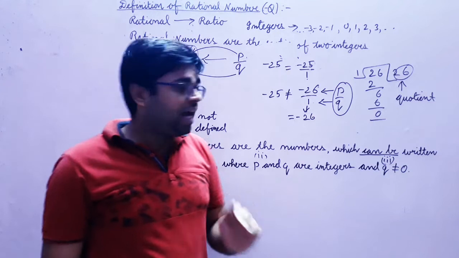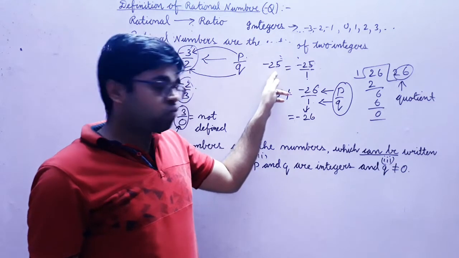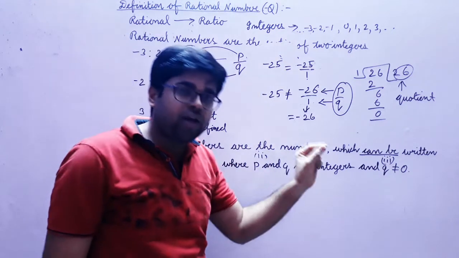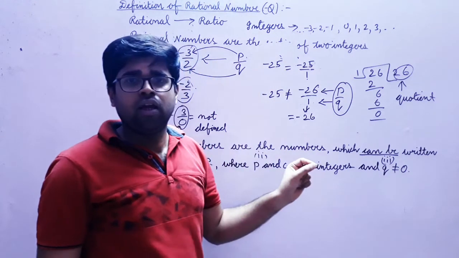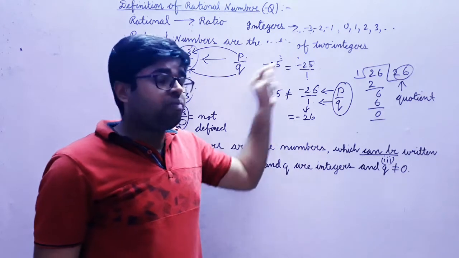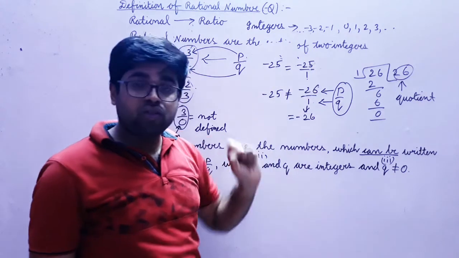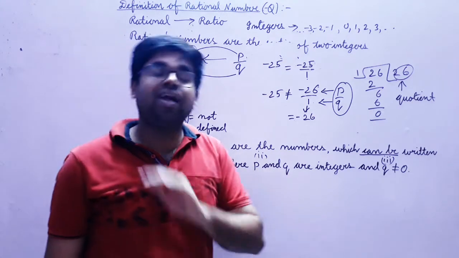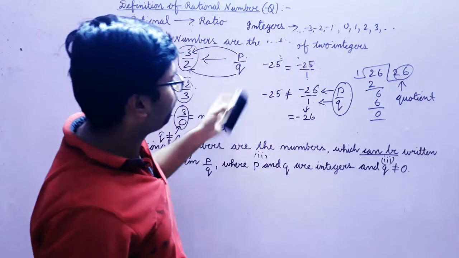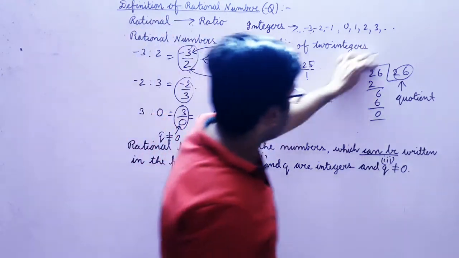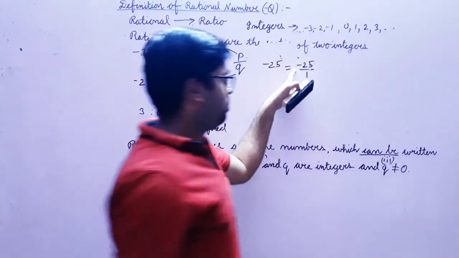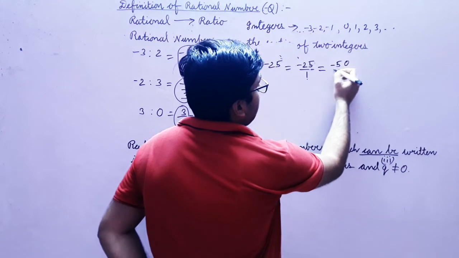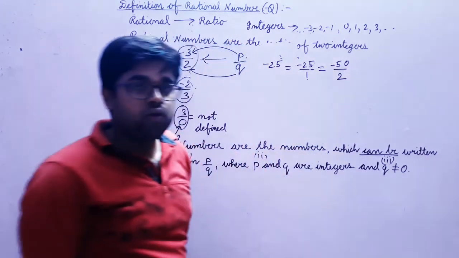So does it mean that when we want to write minus 25 in the form p by q, we have to write the numerator as minus 25 and denominator as 1 only? Can't we change the value of p and q? Will p always be minus 25 and q always be 1? Is it so? No. The answer is no. We can write some different values for p and q. For example, p you can write as minus 50 and q you can write as 2.